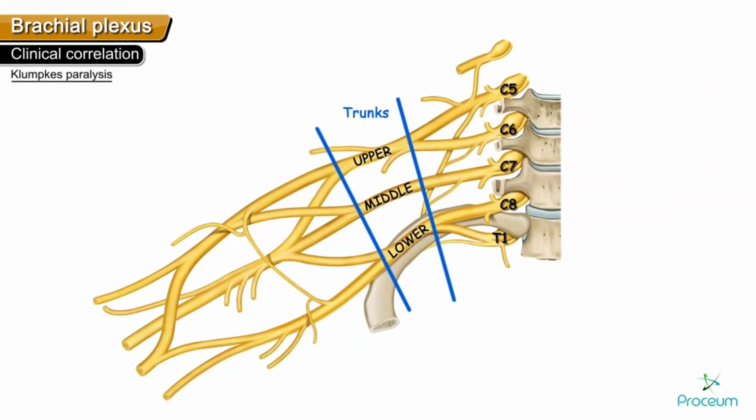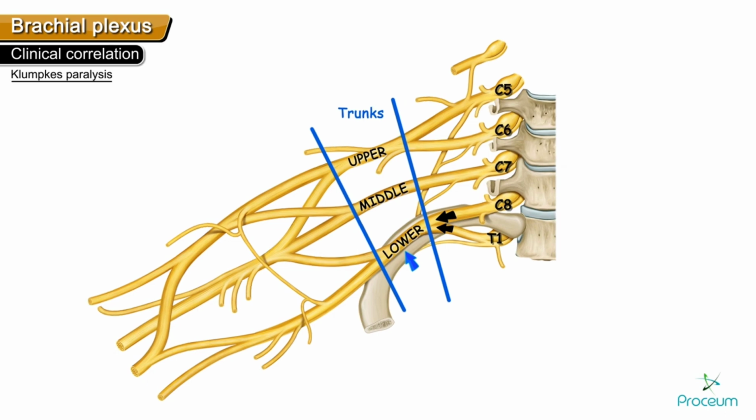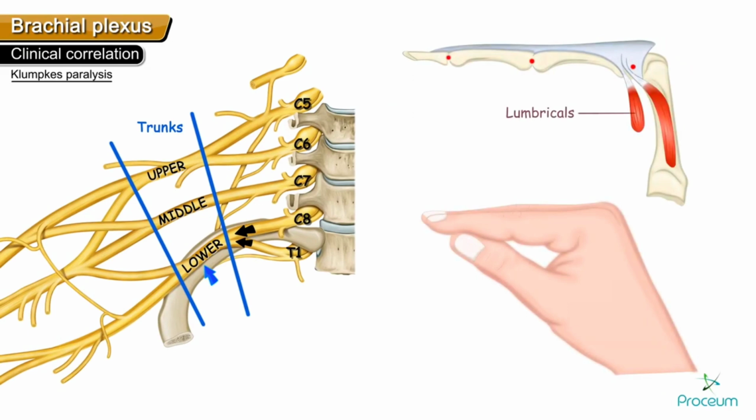Klumpke's paralysis occurs due to damage to the lower trunk of brachial plexus. The lower trunk is formed by the nerve roots C8 and T1. Thus, in Klumpke's paralysis, C8 and T1 fibers are affected. The C8 and T1 fibers supply the intrinsic muscles of the hand like the lumbricals and the interossei. So, in Klumpke's paralysis, that is the lower trunk injury, the intrinsic muscles of the hand like the lumbricals will be affected.